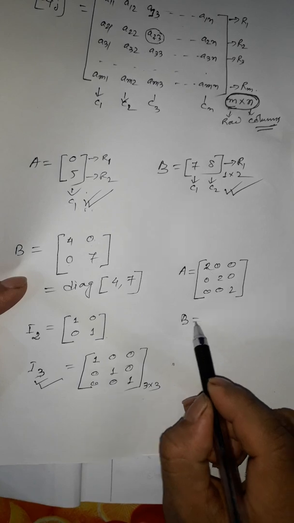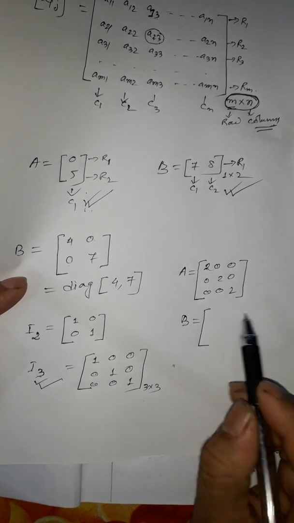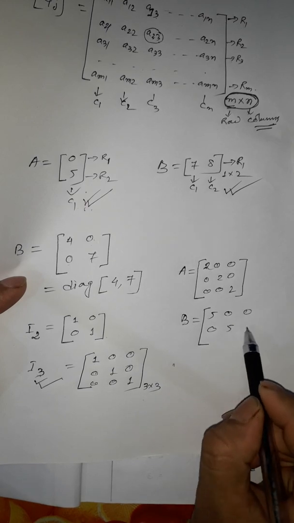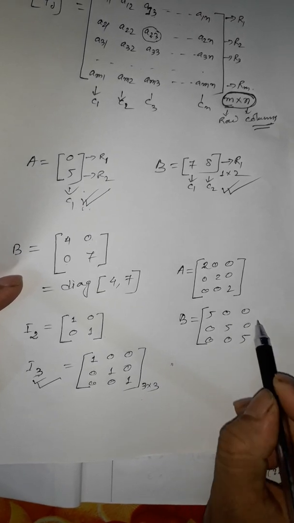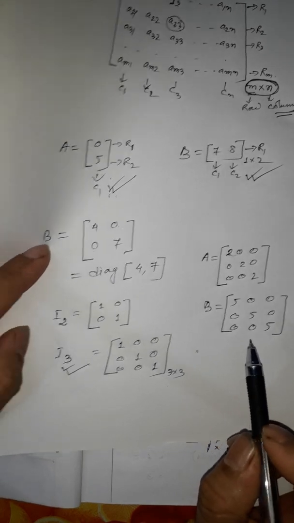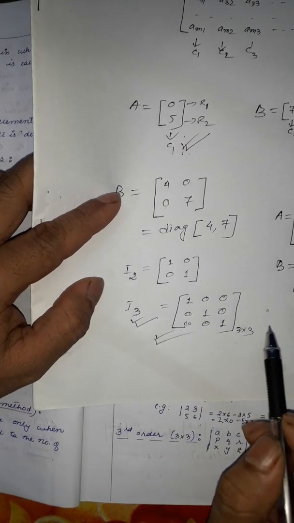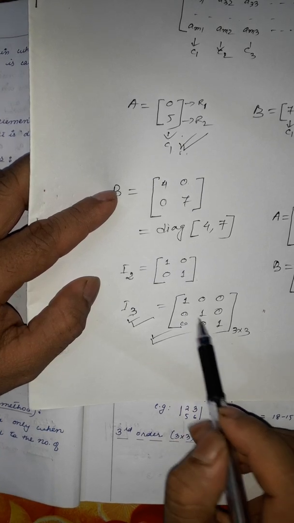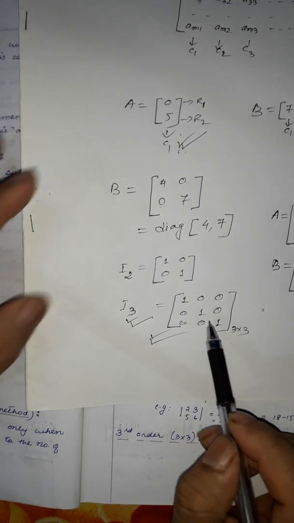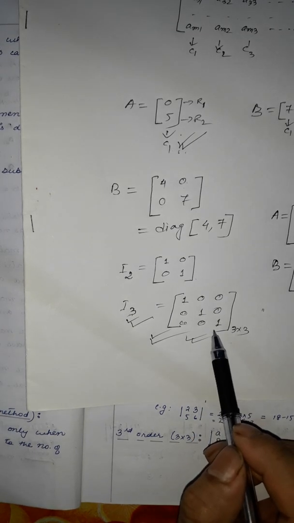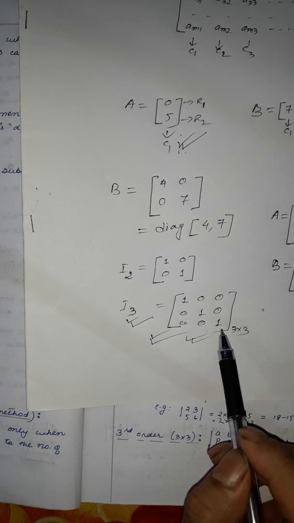Another example, B equal to say 5 0 0 0 5 0 0 0 5. So this is a scalar matrix. So an identity matrix is also a scalar matrix because each element in the leading diagonal is the same. I mean, the elements in the leading diagonal are equal. So an identity matrix is also a scalar matrix.